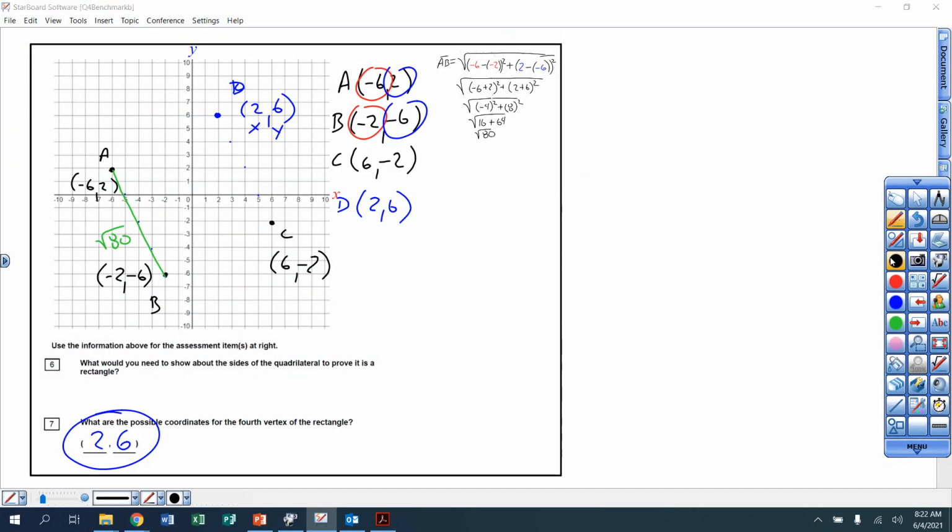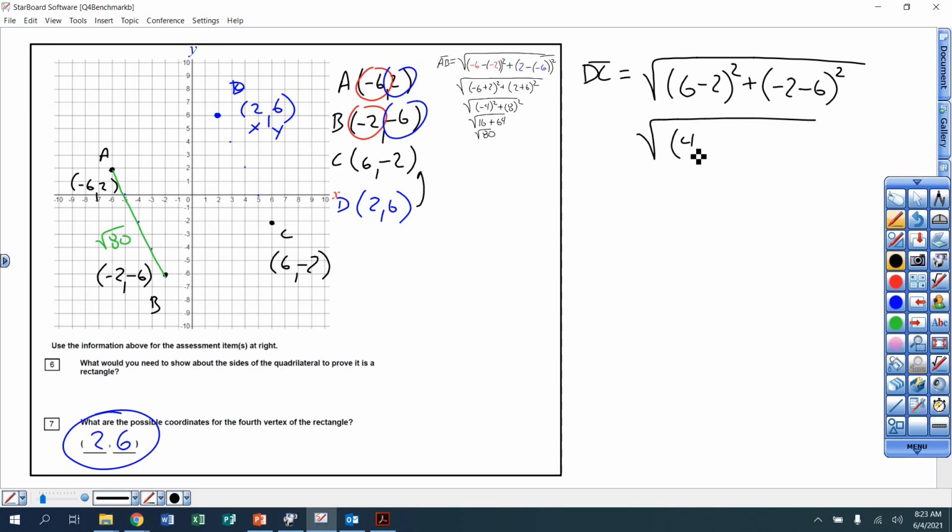All right, if I do DC, should give me that same length. Let's do that right away. So DC looks like, I'm going to go top to bottom, doesn't matter which order. 6 minus 2, I could have done 2 minus 6. -2 minus 6 right there. It would have been tough. If I subtracted up like that, that would have been a double negative there. It's tricky. Gives me 4 squared, -8 squared. That's where the 8 comes from. Gives me root 80.